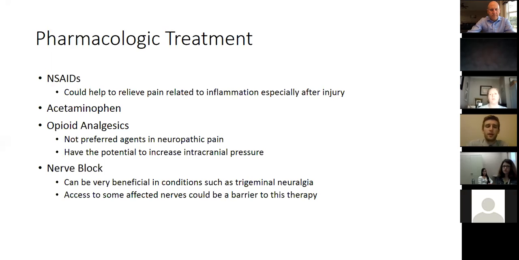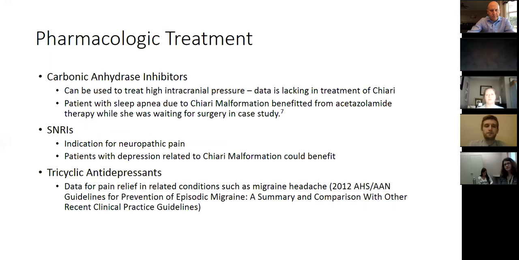But skipping down to nerve block, especially if patients are having trigeminal neuralgia, other issues coming from these overexcited nerves that are compressed, nerve block can be utilized and can be effective in some of those cases. The only issue would, of course, be access to some of the nerves that are affected, and also making sure that we're not hitting any vital structure in the head trying to place a nerve block in these patients.